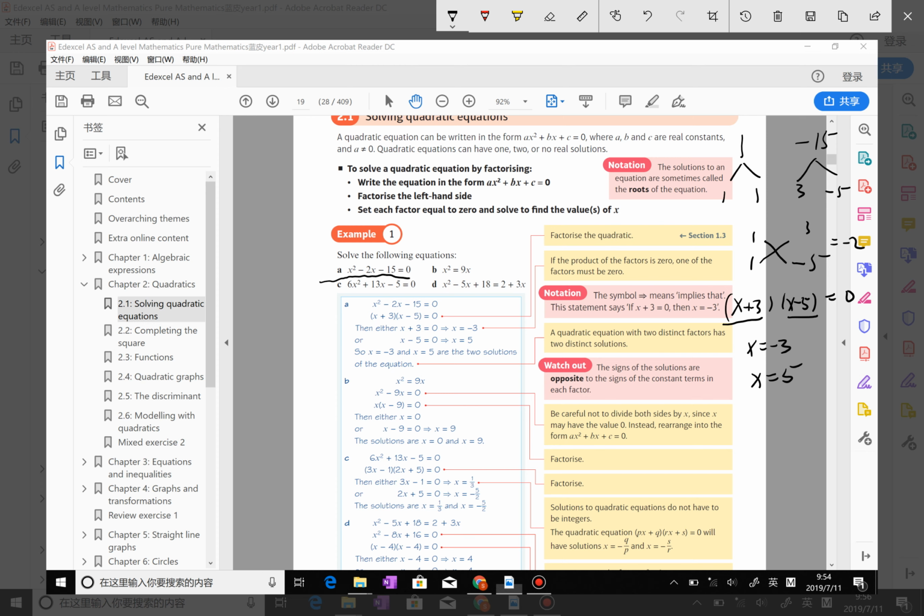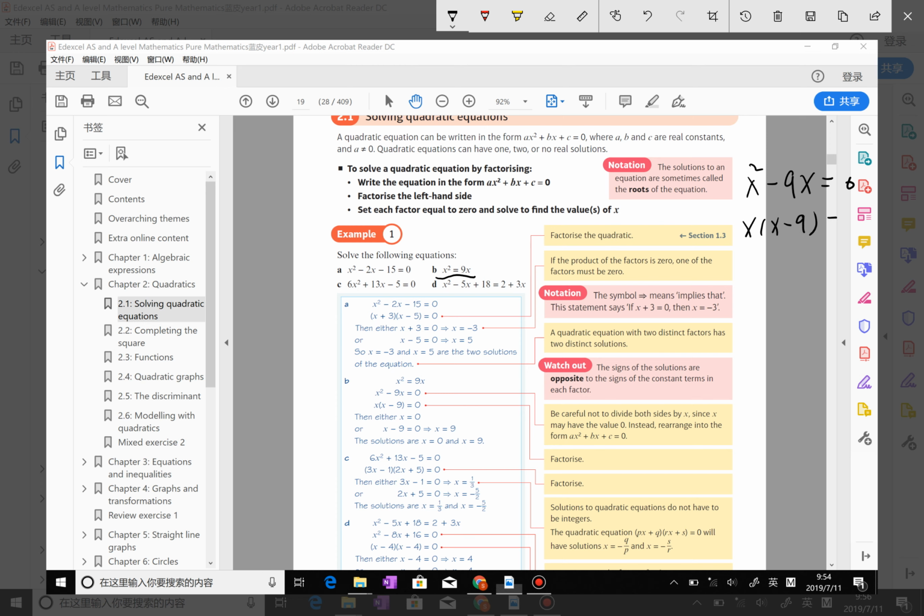Let's look at B. We have x squared equals 9x. We move 9x to the left side and take x out, so x times x minus 9 equals 0. These two terms can no longer be factorized, so x equals 0 or x equals 9. These are the two solutions for the equation.